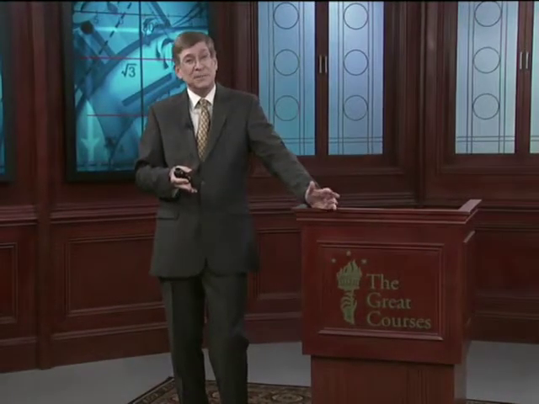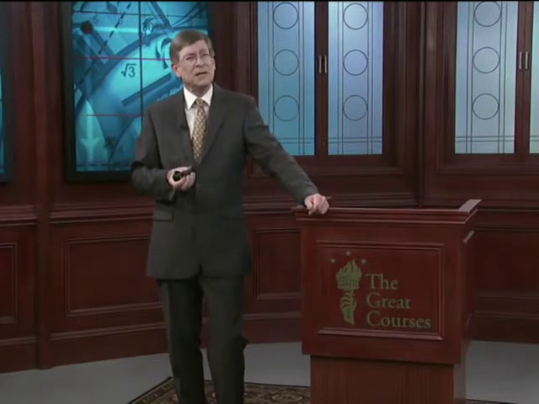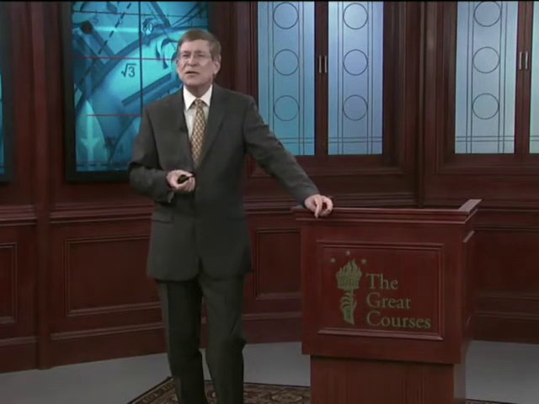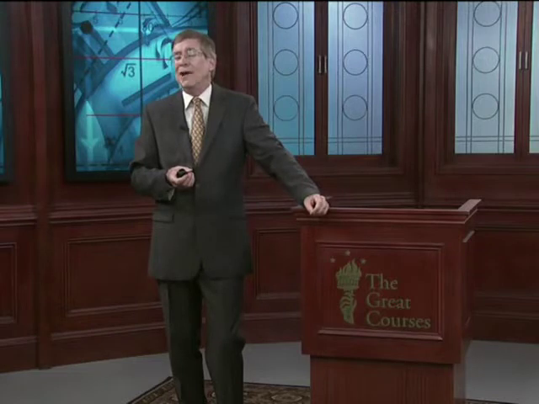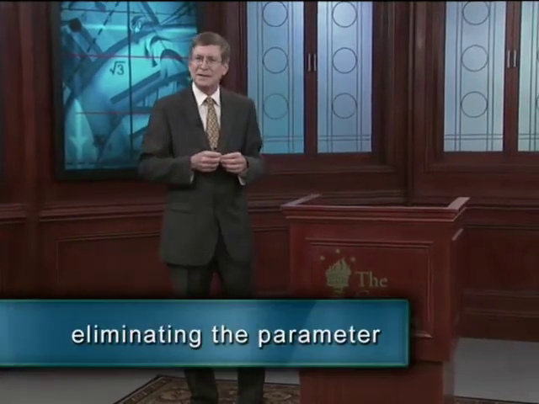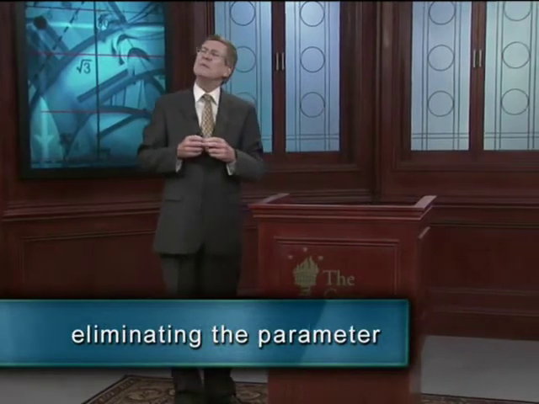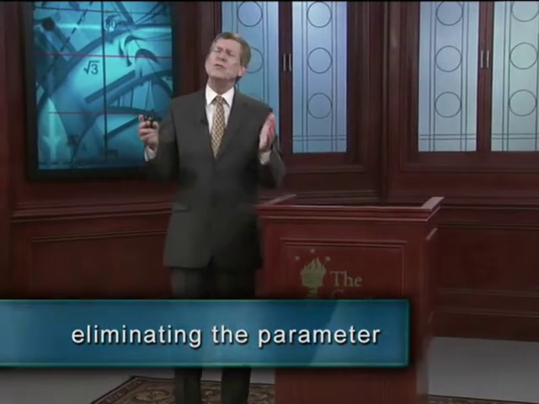Is it a straight line? Duh, no. Is it an ellipse? Don't think so. What do you think it is? Well, it turns out it's a piece of a parabola. And let me show you how you get it in this case. This is called eliminating the parameter. And you can do this sometimes with parametric equations.